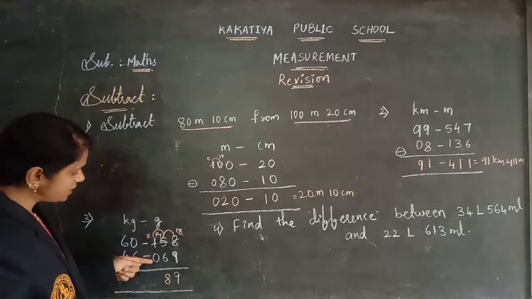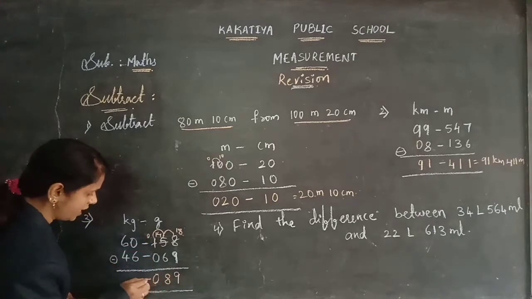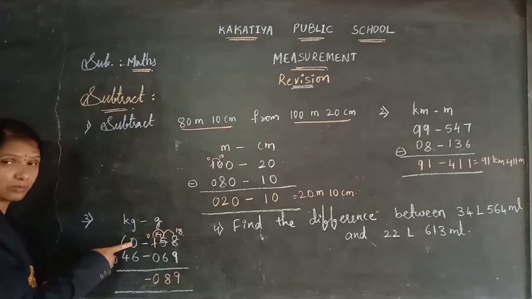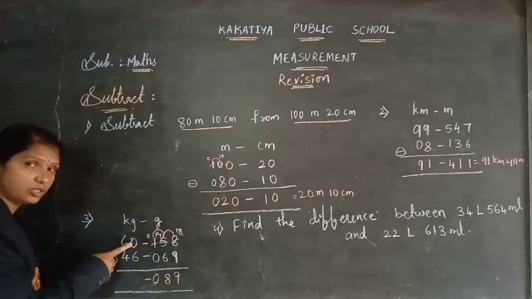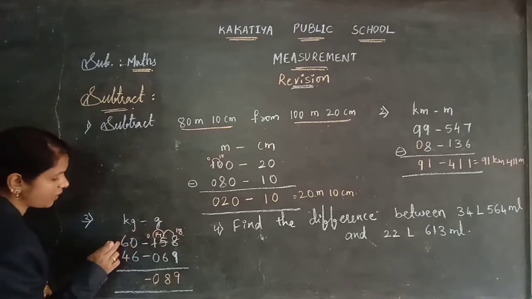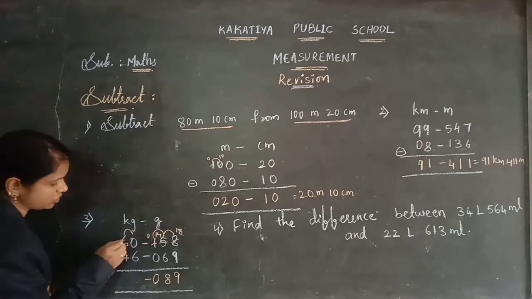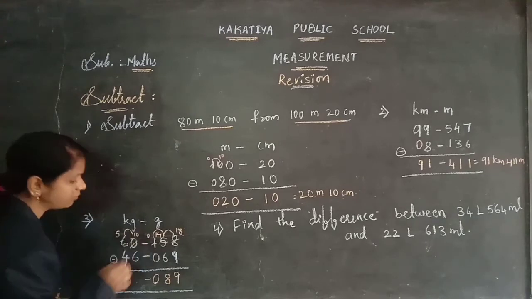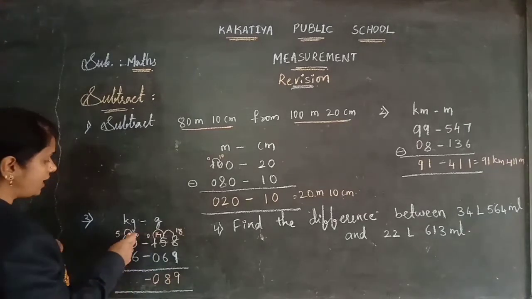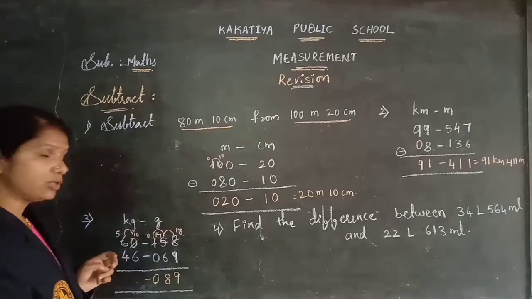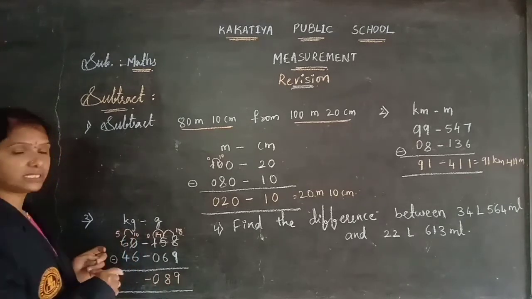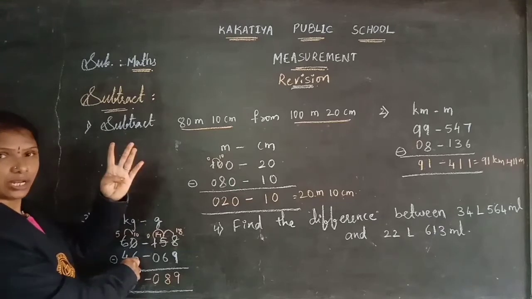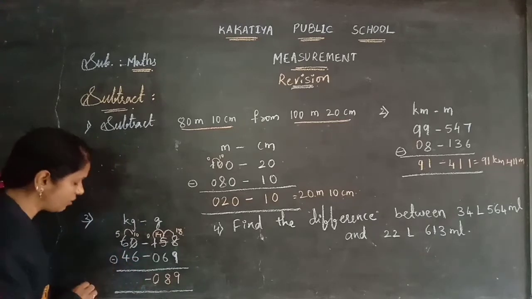Okay, and 0 minus 0 is 0 itself. Now 0 minus 6, is it possible? No, we need to take the borrow. 0 is smaller than all the numbers, so it is not possible to subtract here. We need to take the borrow from 6. So 6 will become 5, and 0 will become 10. Now 10 minus 6, or else you can start counting from 6 to reach 10. 6 after 7, 8, 9, 10. So 4 numbers are required to reach 10.